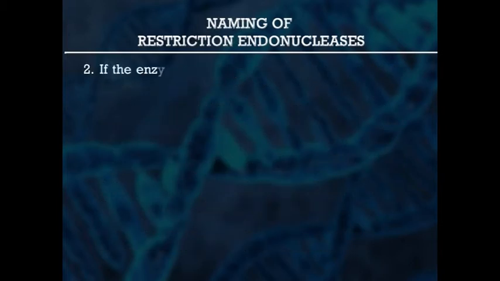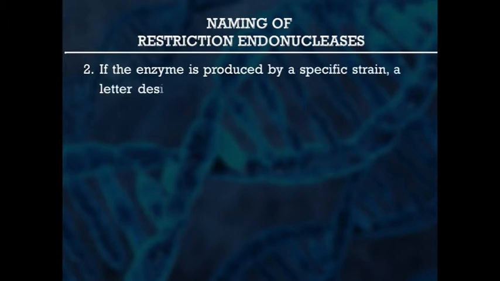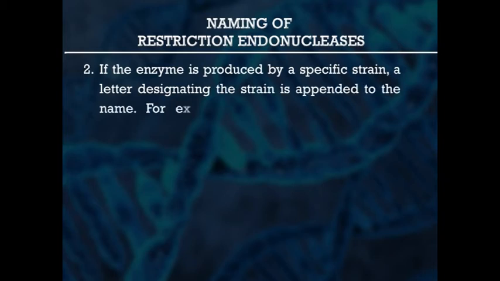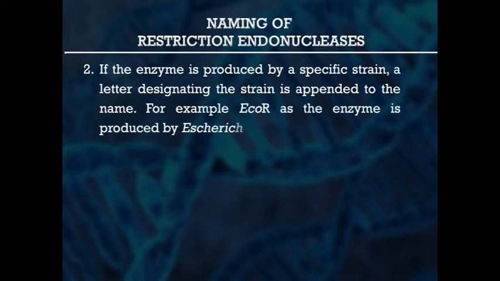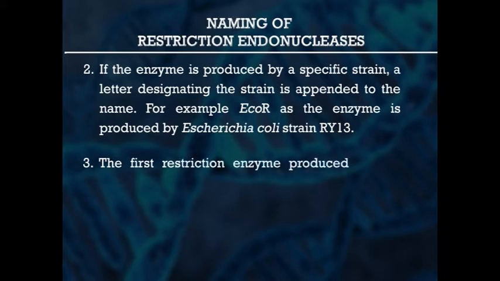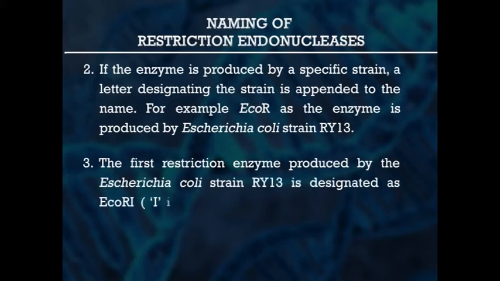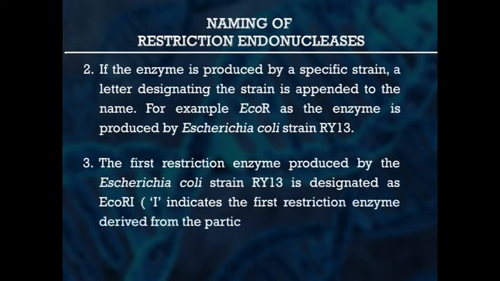Second, if the enzyme is produced by a specific strain, a letter designating the strain is appended to the name. For example, EcoR, as the enzyme is produced by Escherichia coli strain RY13. Thirdly, the first restriction enzyme produced by the Escherichia coli strain RY13 is designated as EcoRI. One indicates the first restriction enzyme derived from the particular E. coli strain.